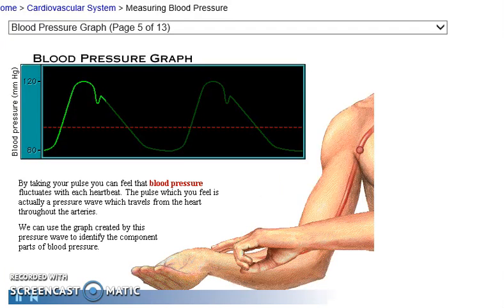By taking your pulse, you can feel that blood pressure fluctuates with each heartbeat. The pulse that you feel is actually a pressure wave which starts from the heart and travels throughout the arteries. We can use the graph created by this pressure wave to identify the component parts of blood pressure.